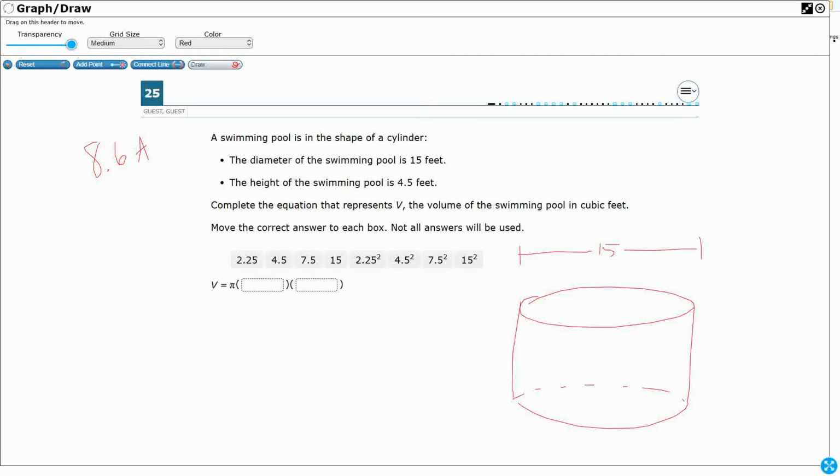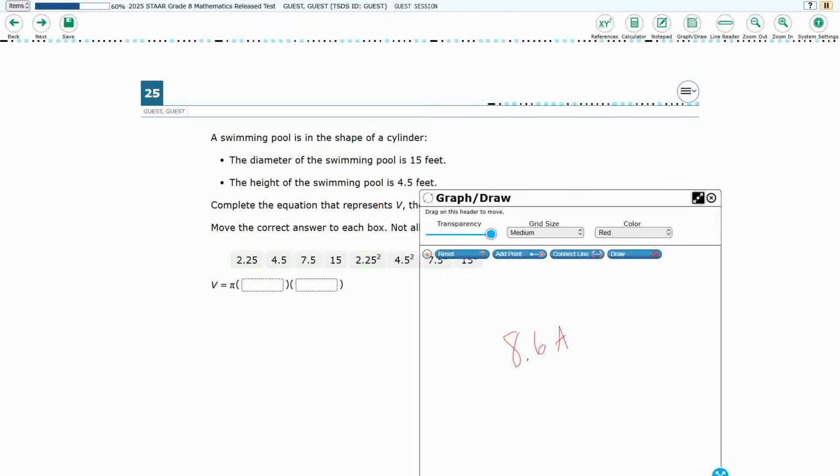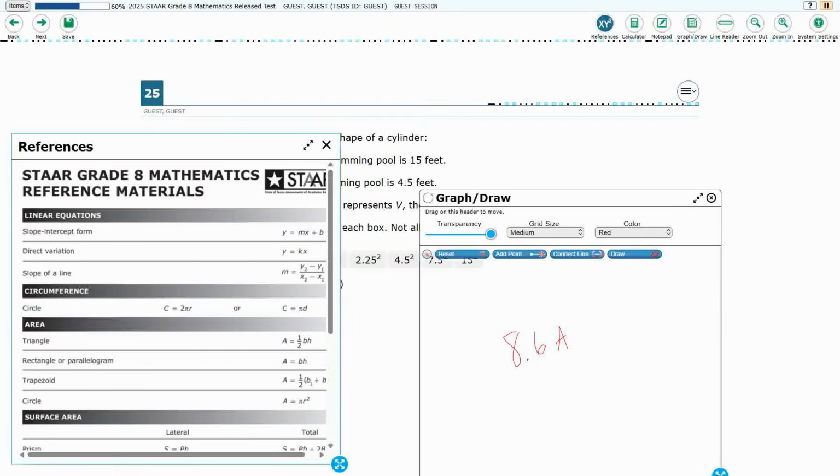All right, our height is 4.5 feet, which makes sense. They're not very tall, not very deep. And then we need to find the volume. Okay, well, how do we find the volume? Let's look at our reference material.